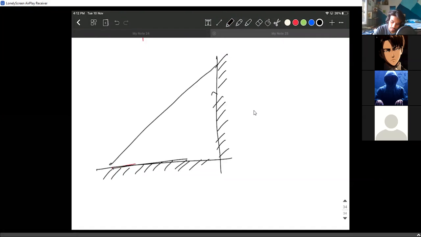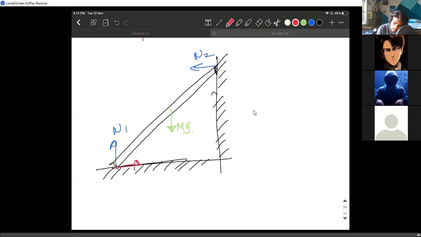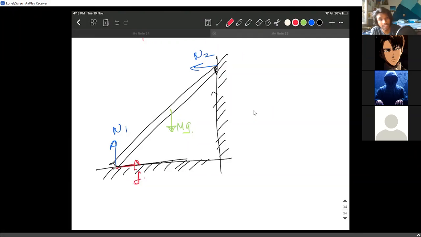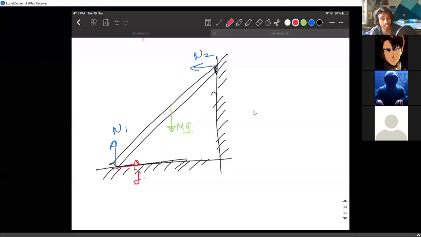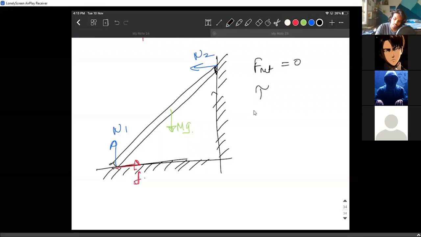So there is this ladder. Let's write all the equations. Basic values only. Mg, normal force 1, normal force 2, and this is the friction acting on the body. Now, to talk about the equilibrium: the body is not linearly accelerating, and not angularly accelerating. It is basically at rest, right? So all you simply have to write is F net equals 0 and torque net, tau net, equals 0, and that's all.